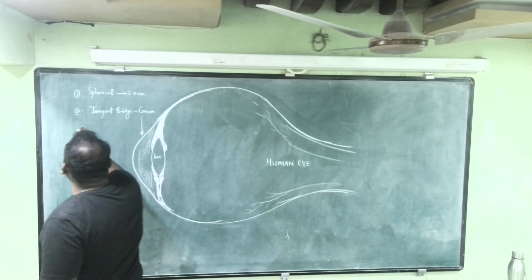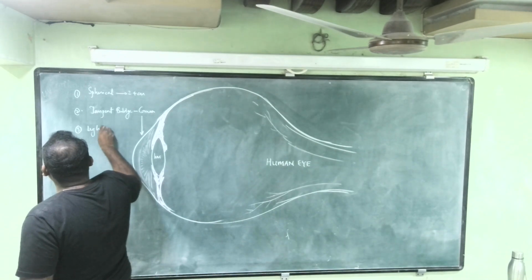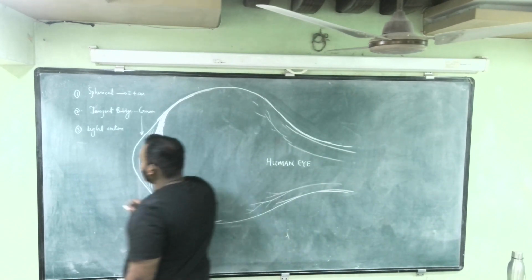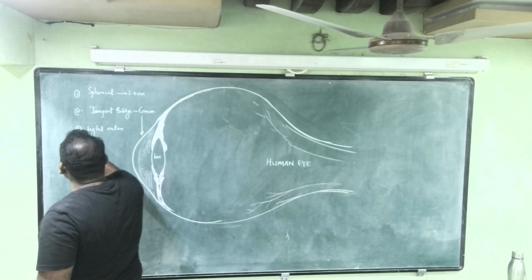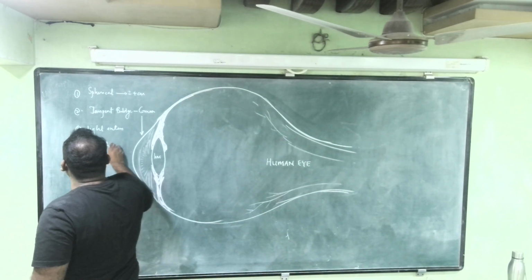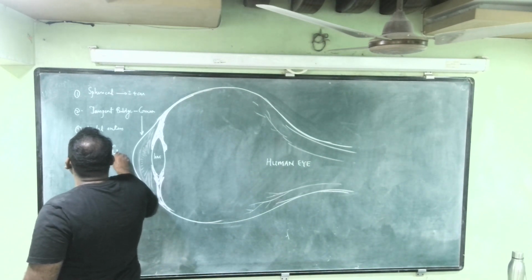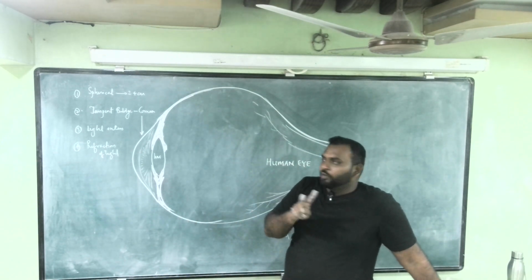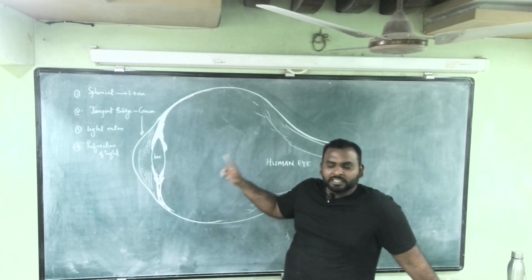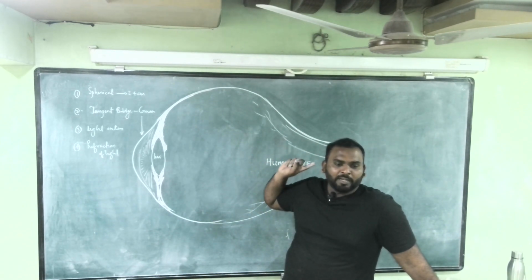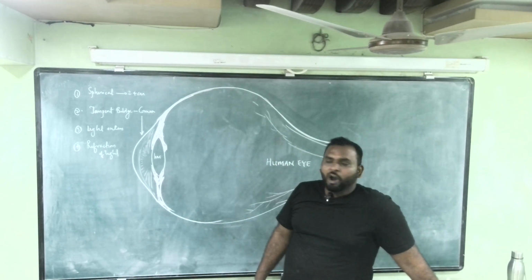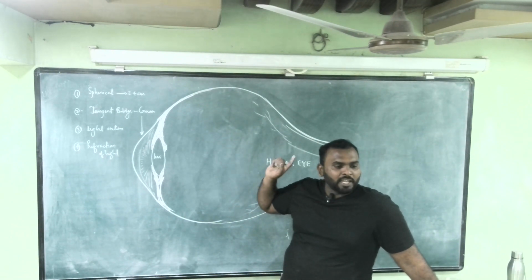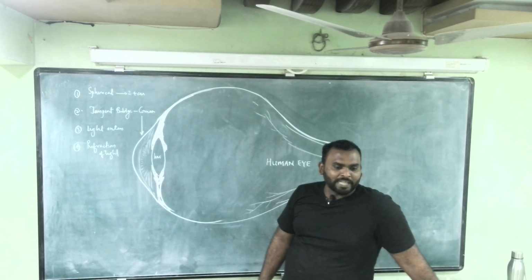Now, whatever light enters the eye, it will enter through the cornea. The fourth point you remember is that maximum refraction of light also takes place at the cornea. So now you learned about two things: how the eyeball is. The eyeball is spherical in shape. It has a diameter of 2.4 centimeters. There is a transparent bulge on the surface of the eyeball called the cornea. Light enters through the cornea. Maximum refraction of light takes place at the cornea.